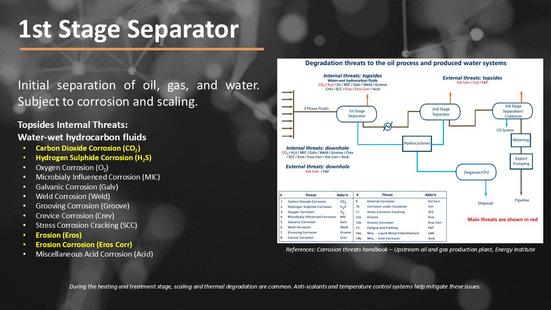Number 12 is erosion corrosion, a combined effect of mechanical erosion and chemical corrosion. The protective film on metal surfaces is removed by flow, exposing fresh metal to corrosive attack.